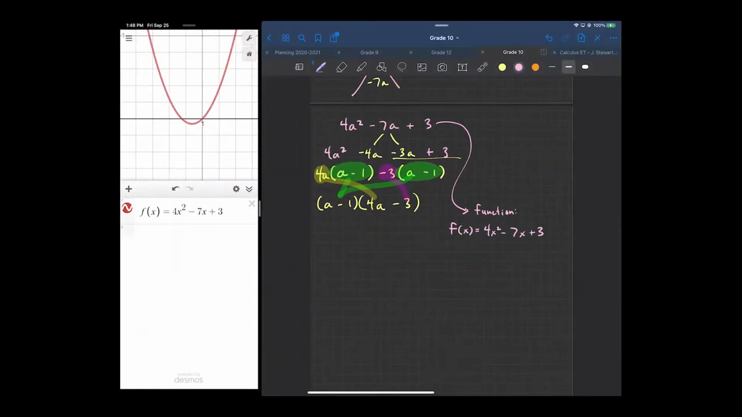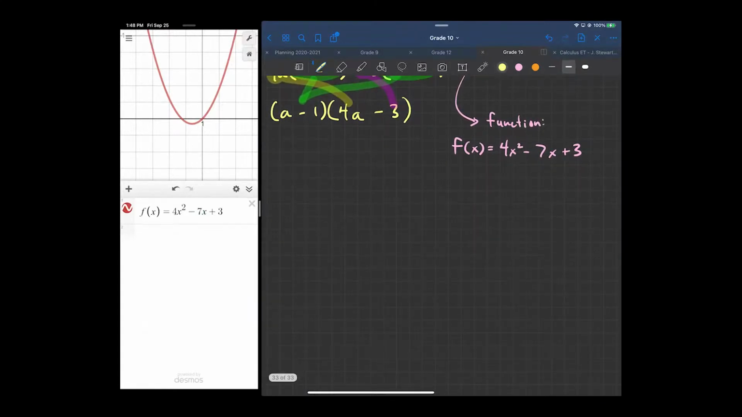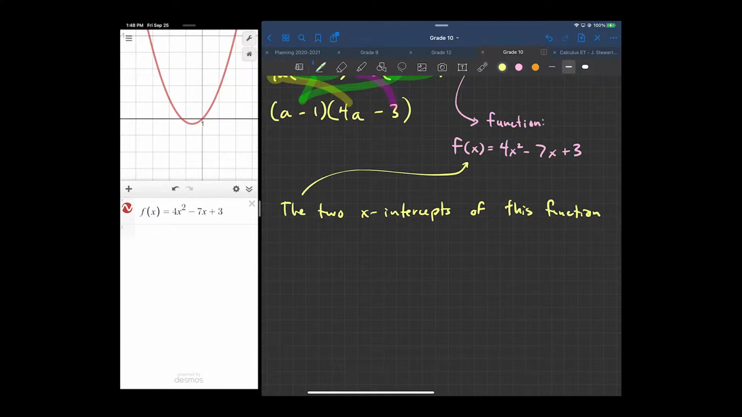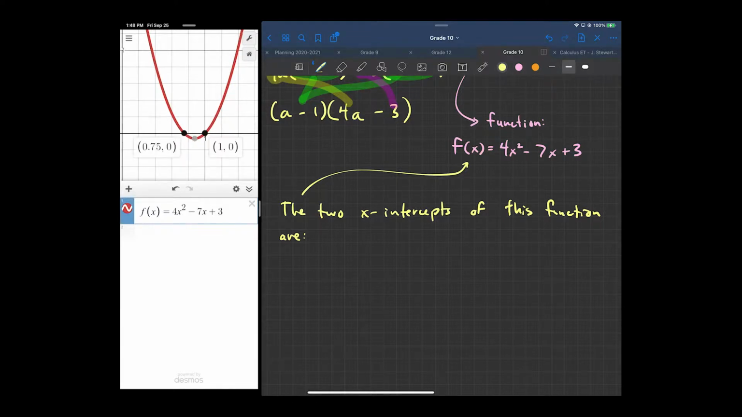So the two x-intercepts of this function are, well, according to Desmos, 0.75, 0 and 1, 0. Do you think you could have figured that out without graphing it?